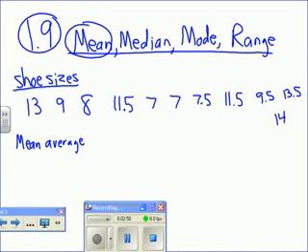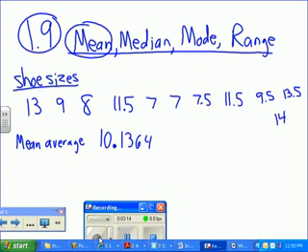Thanks guys, thanks for reminding me. So when you add them all up and divide by how many you have, we had 11 shoe sizes, so divide by 11. Get 10.1364.